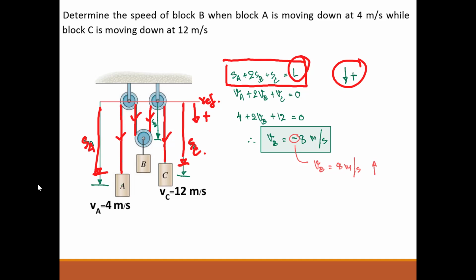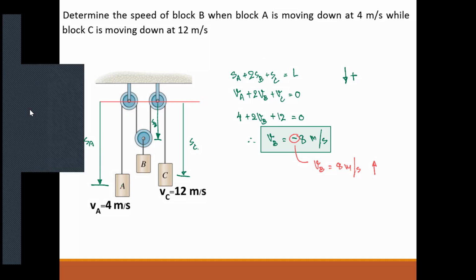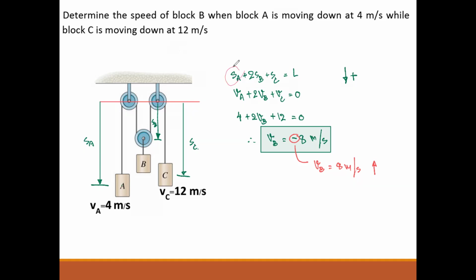According to this, we take the first derivative of this equation and obtain the relationship. When we take the first derivative of S, we obtain V. From the problem, it's already given that VA goes downward and VC goes downward, but with different velocity. VA is equal to 4 meters per second, and VC is equal to 12 meters per second. We substitute into this equation and solve for VB.